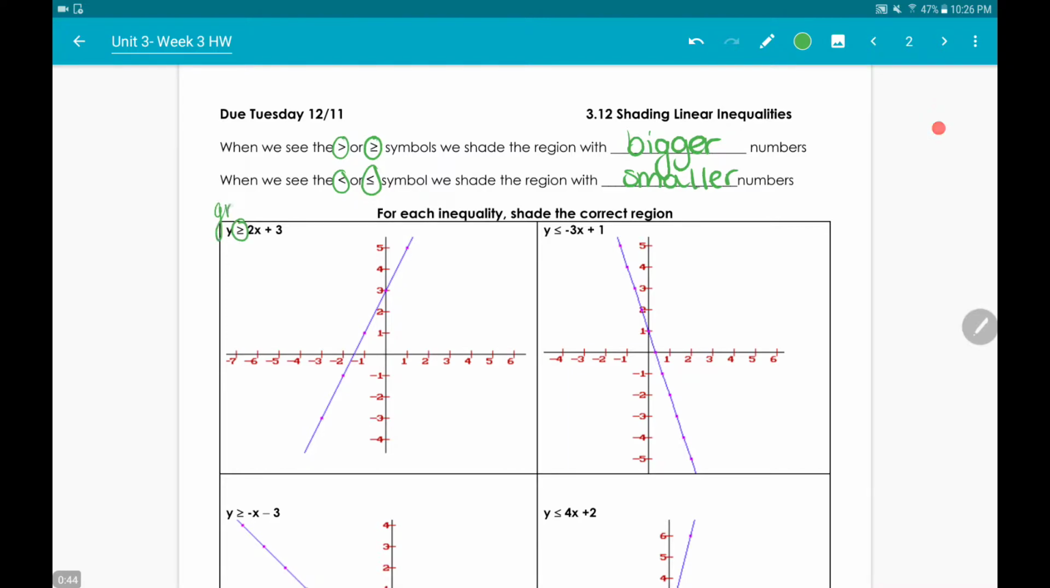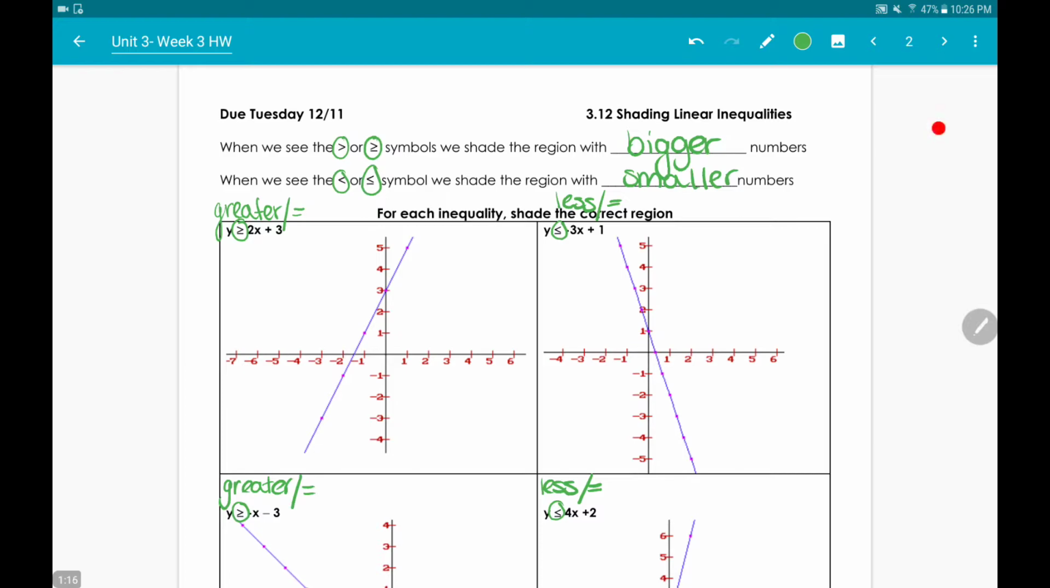So this is greater or equal. This one is less or equal. We have greater or equal and less or equal. All right, and notice we don't have anything without the equal right now. We'll get to that tomorrow in Wednesday's lesson. So just keep that in mind.